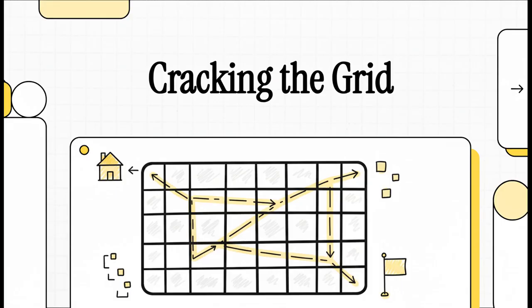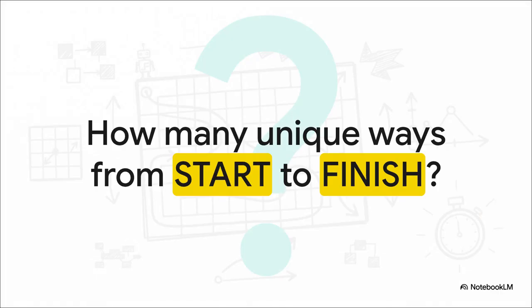Let's get to it. So here's the setup. You're at the top left corner, and you need to get to the bottom right. The only moves you can make are right or down. That's it. No going backwards, no cutting through diagonally. The question is, how many completely unique paths can you possibly take? And believe it or not, this simple little question leads to some really elegant solutions.